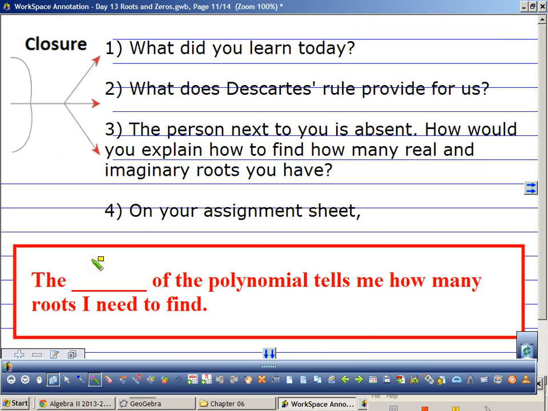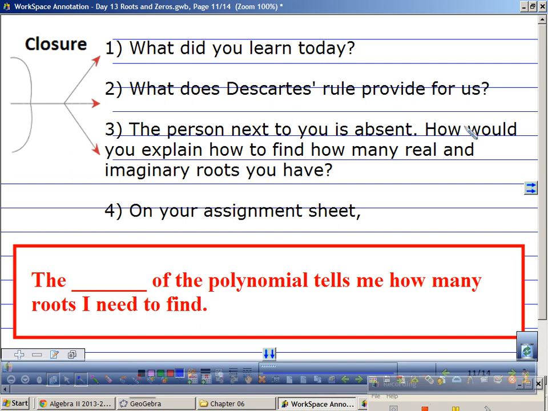Yay. Okay. What did you learn today? How to find out the general. How to find out the zeros, right? How to estimate the number of zeros. Not really estimate. Well, I guess it is. We're still kind of estimating. What does Descartes' rule provide for us? The number of positive and negative roots and imaginary roots.